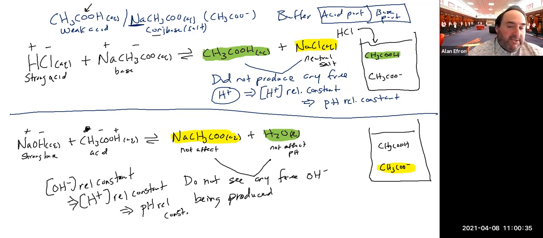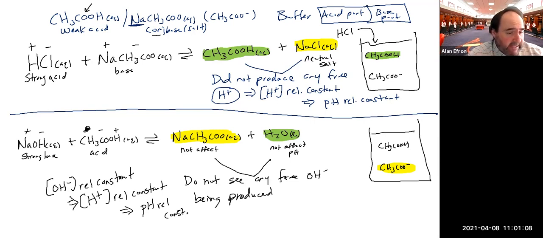The take-home message of how a buffer works is that because it contains both an acid part and a base part in that solution to begin with, it's able to handle it when you dump in more acid and prevent the formation of free H plus from that acid coming in. That again keeps the H plus concentration constant, keeps the pH relatively constant as well.